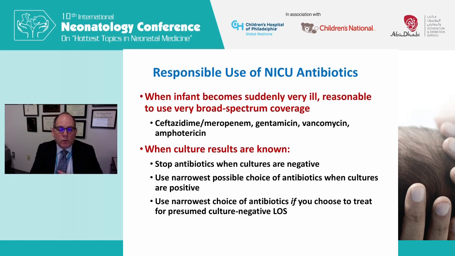And lastly, when an infant becomes suddenly very ill, it's reasonable to use very broad spectrum coverage, which might include ceftazidime or cefepime, and amphotericin in situations where you have a large proportion of late onset sepsis caused by fungus. But when culture results are known, I think you should stop antibiotics where the cultures are negative and generate that into your practice. And use the narrowest possible choice of antibiotics when cultures are positive. So tailor your antibiotics to the sensitivities of the organism that you get out of your blood culture.